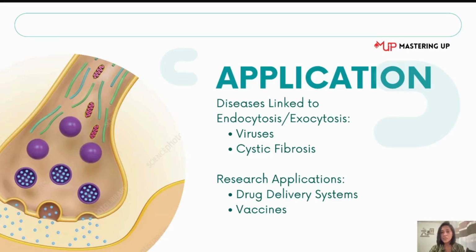With regard to cystic fibrosis and exocytosis, cystic fibrosis is a genetic disorder that affects the movement of chloride ions across cell membranes. This disrupts exocytosis and affects the secretion of mucus, causing it to become thick and sticky.